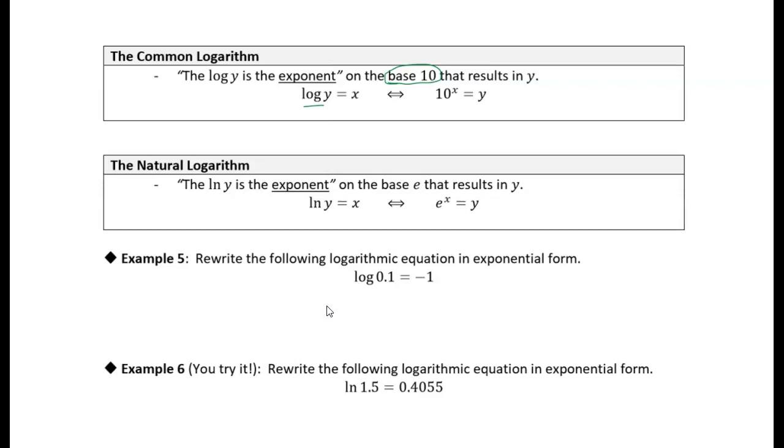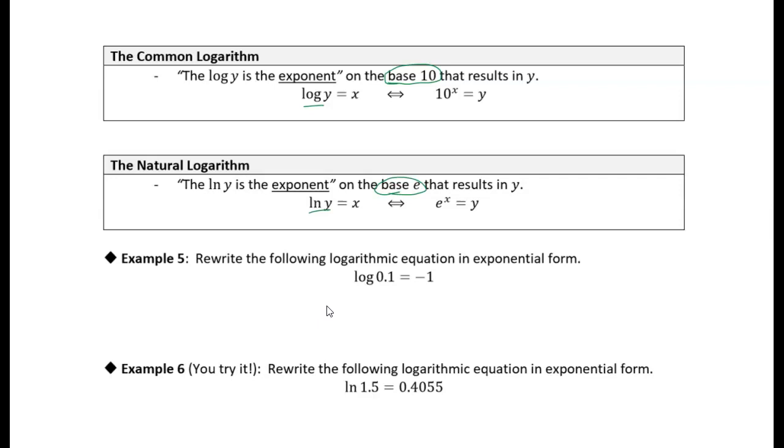The natural log has a base of e. e is Euler's constant, and you've probably had that before. You probably studied exponential equations in 108 and ran into Euler's constant. But the natural logarithm has a base of e, and it's typically written as ln, for natural log.